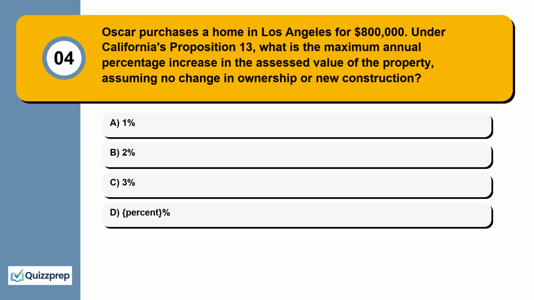Question 4. Oscar purchases a home in Los Angeles for $800,000. Under California's Proposition 13, what is the maximum annual percentage increase in the assessed value of the property, assuming no change in ownership or new construction? 1%, 2%, 3%, 5%.